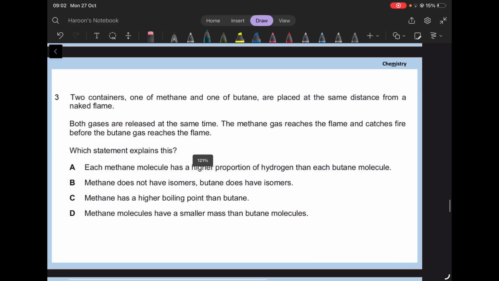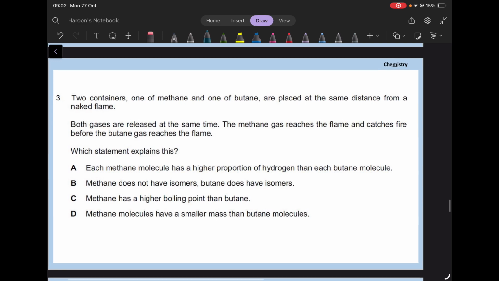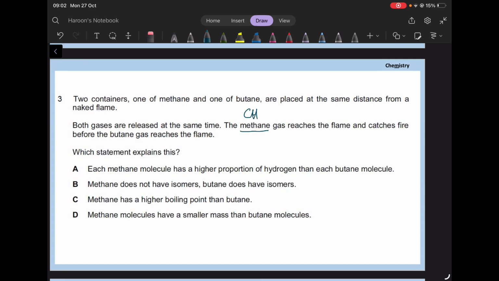Two containers, one of methane and one of butane, are placed at the same distance from a naked flame. Both gases are released at the same time. The methane gas reaches the flame. Methane is basically CH4. Gas reaches the flame and catches the fire before butane gas reaches the flame. Which statement explains this? Basically, you can see reaches first, so this would be moving faster, of course. If it is moving faster, it has smaller molecular mass. So methane molecules have smaller mass than butane molecules. That is why it diffuses faster. D has to be the correct answer.